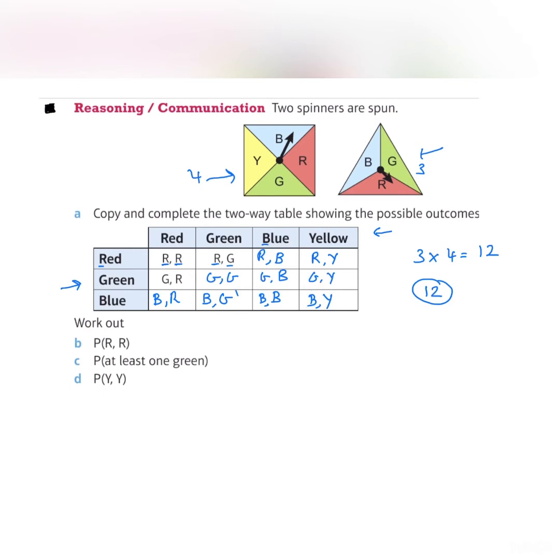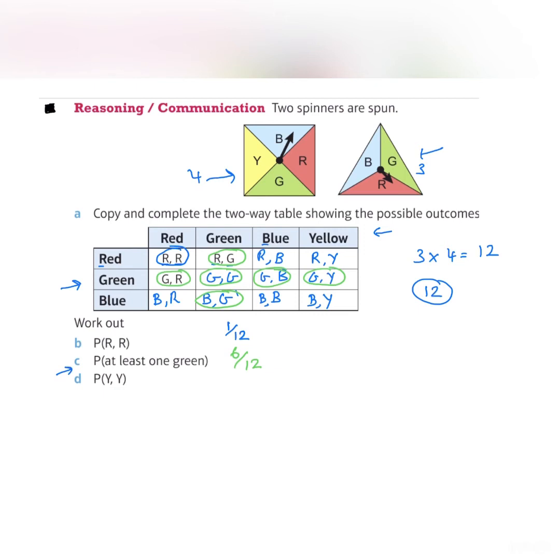Okay, so work out the probability of a red and a red. A red and a red appears here, so that's 1 out of 12. And then it says work out the probability of at least 1 green. So this is where you have to be careful now. You've got to circle everything with at least 1 green in there. So that's 1 there, 2, 3, 4, 5, 6. Okay, so I hope I haven't missed anything out. So there are 6 options out of 12 with the green.